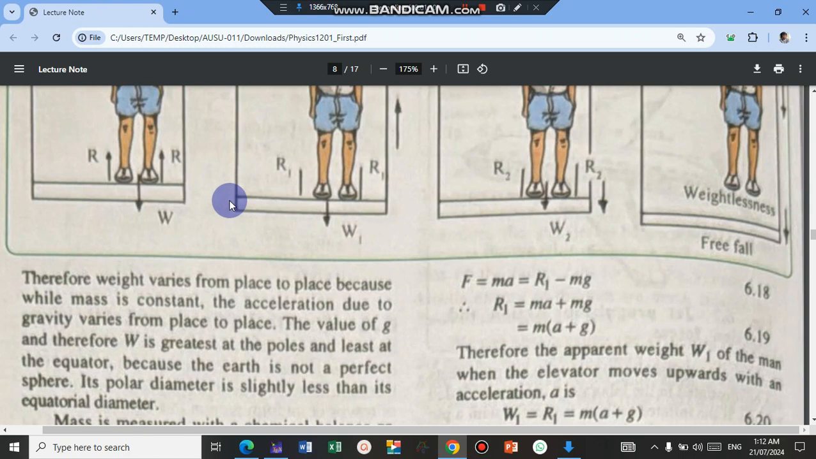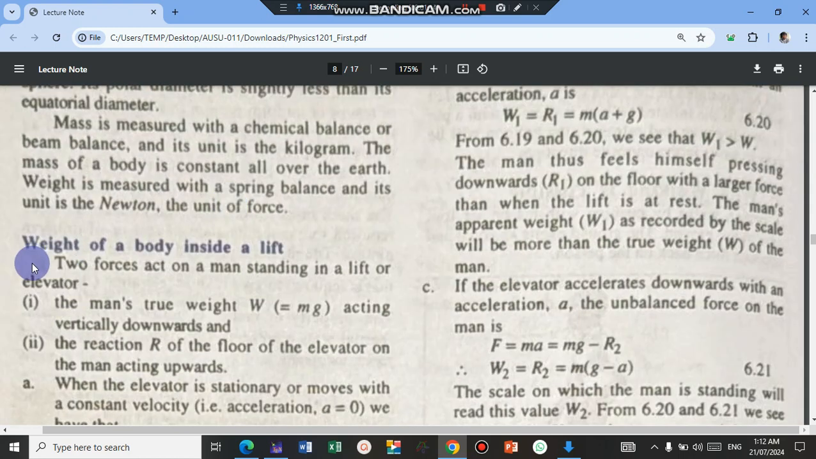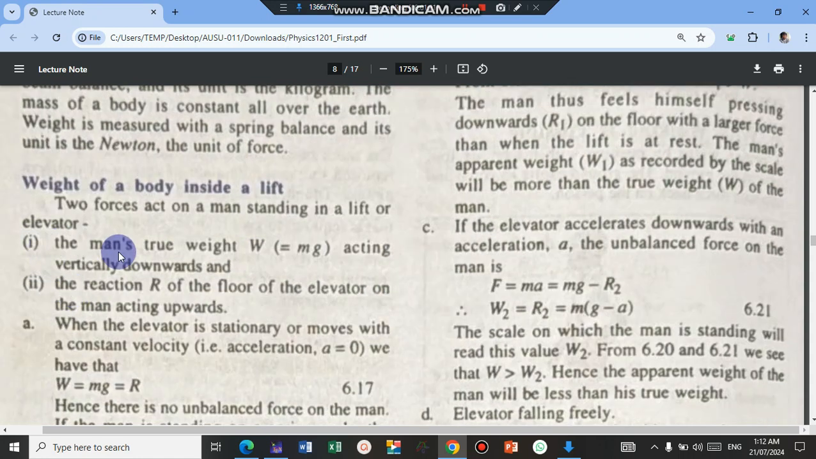Okay, having said that, let's go through what is written here. They say two forces act on a man standing in a lift or elevator. The first force is the man's true weight, represented by W, and we use mg to calculate it. That is why they say W is equal to mg, acting vertically downward. Then the second force is the reaction R of the floor of the elevator on the man, acting upward. So your weight is acting downward, the reaction is acting upward.